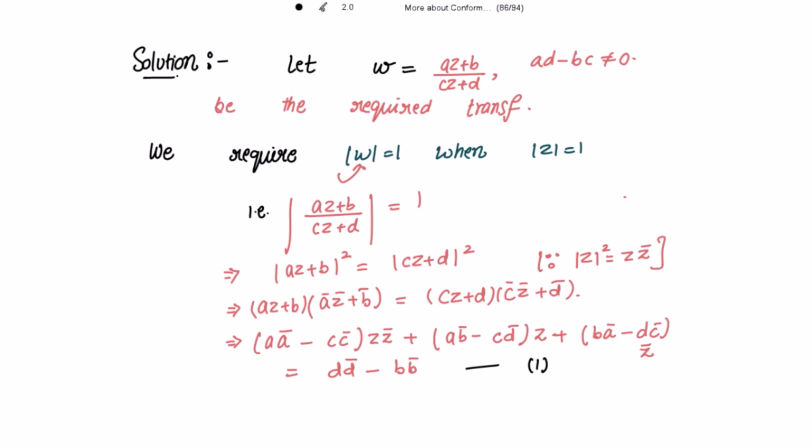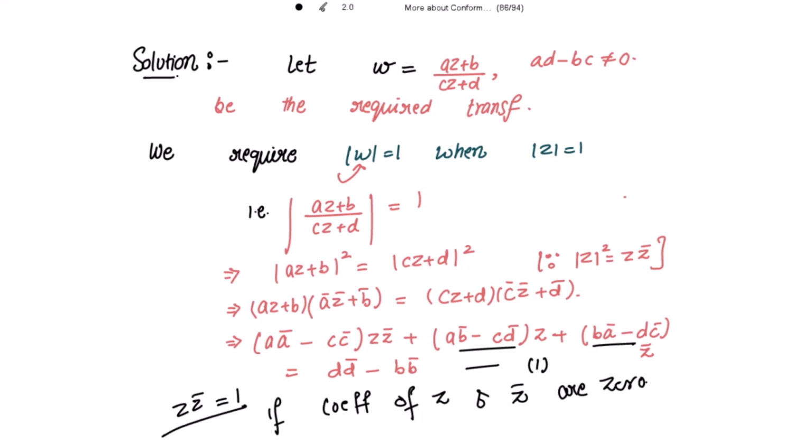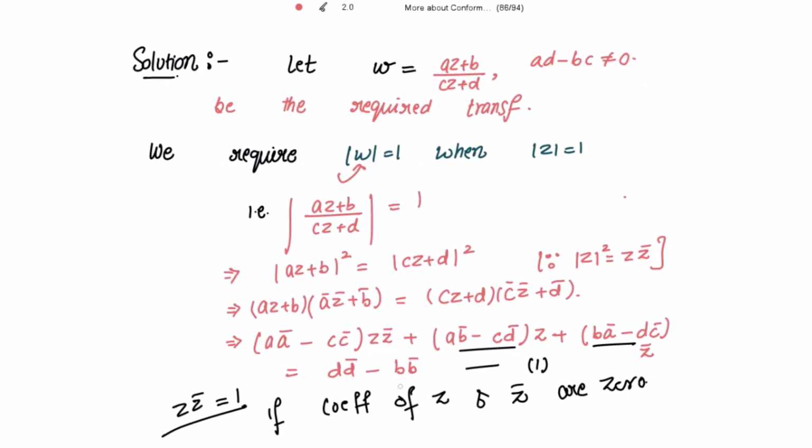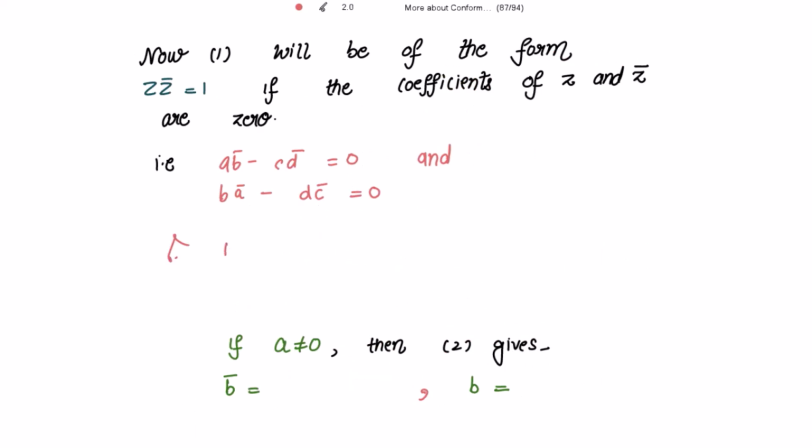Now this will be in the form zz̄ = 1 if the coefficients of z and z̄ are 0. So let's put the coefficients of z and z̄ equal to 0. We get ab̄ − cd̄ = 0 and bā − dc̄ = 0, right? And when putting these two equal to 0, equation 1 becomes aā − cc̄ = dd̄ − bb̄. Please mark this set of equations as 2 and mark this as 3.